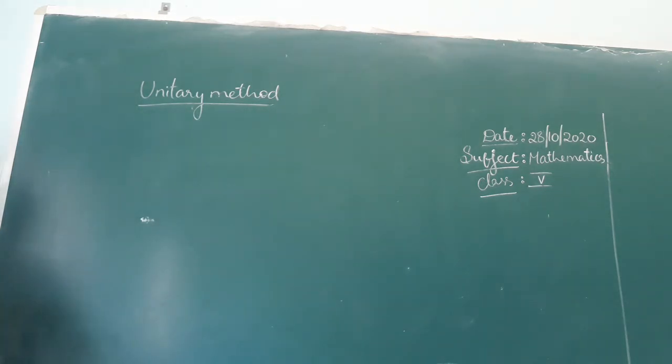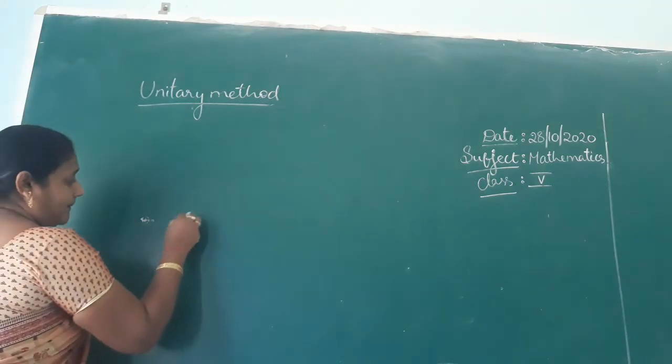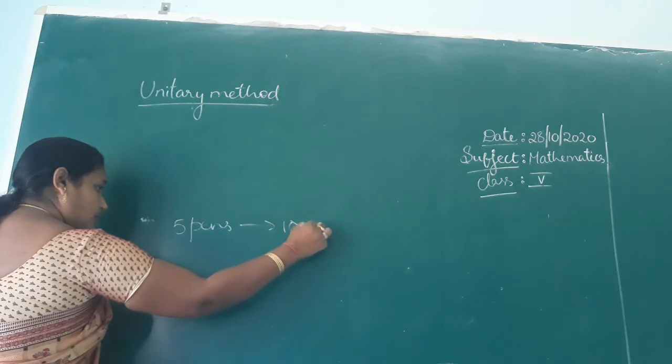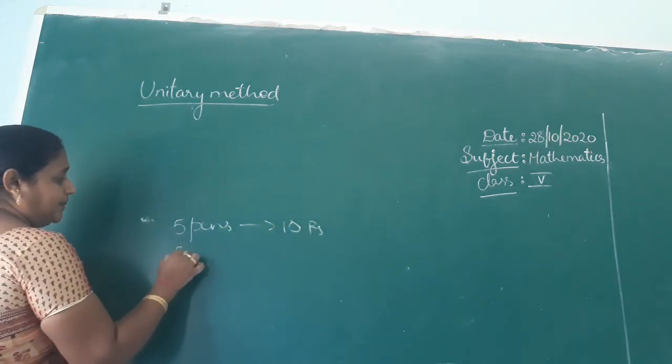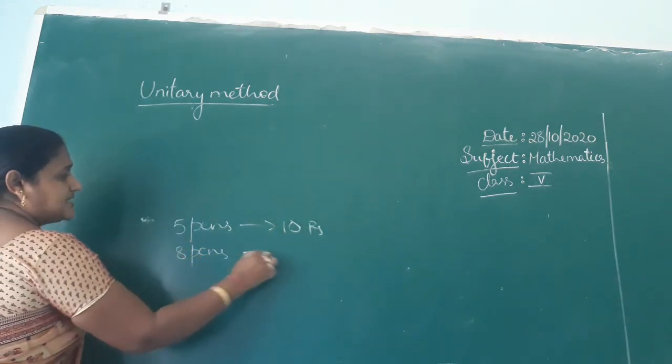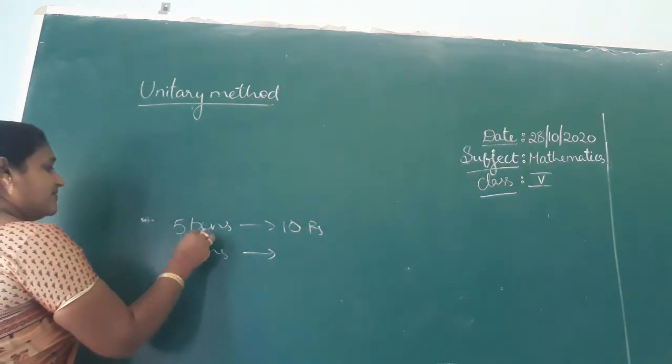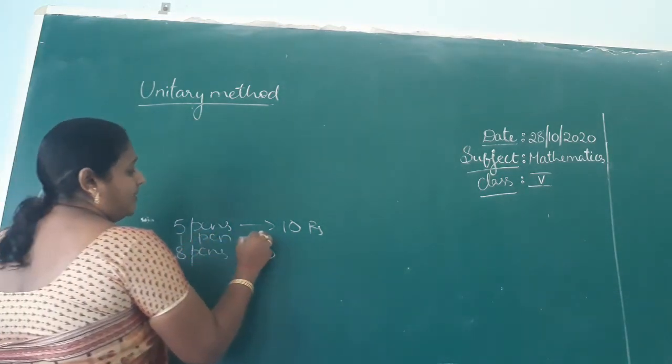For example, I can say 5 pens cost 10 rupees. What is the cost of 8 pens? They ask me. How will you say, children? First you have to find out the cost of 1 pen. What is the cost of 1 pen?